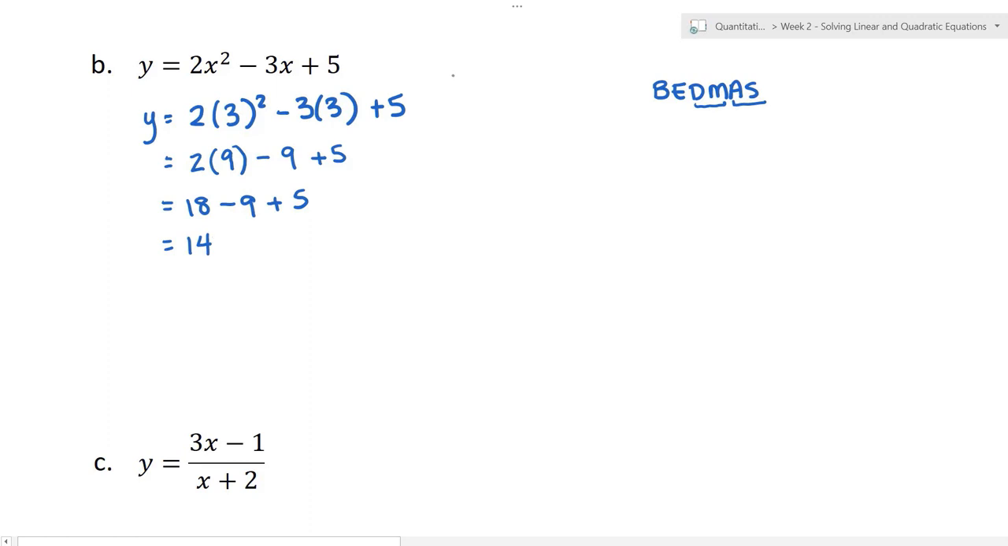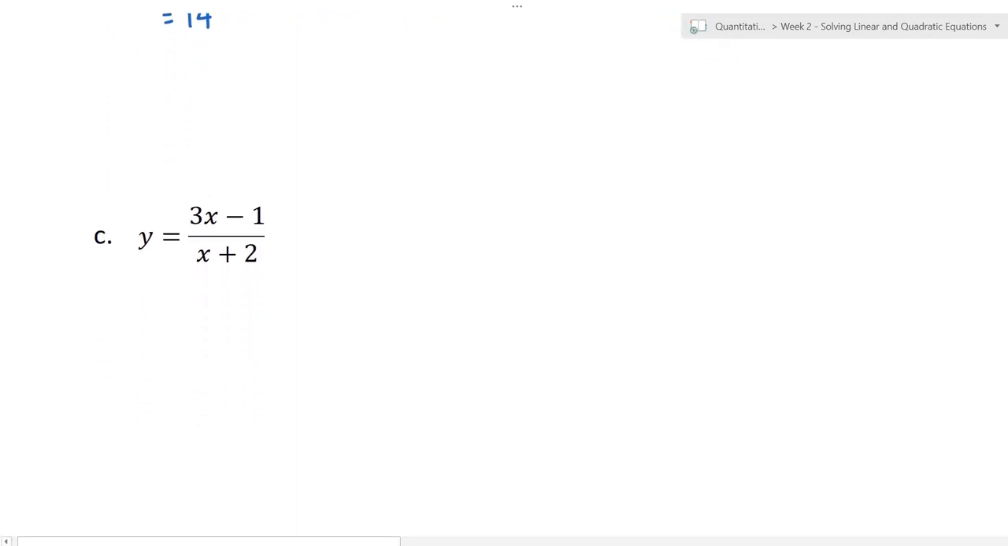Okay, again, you should be able to just type this directly into your calculator and get the correct answer. Try it out on your calculator and make sure you're getting the answer as 14. All right, C.